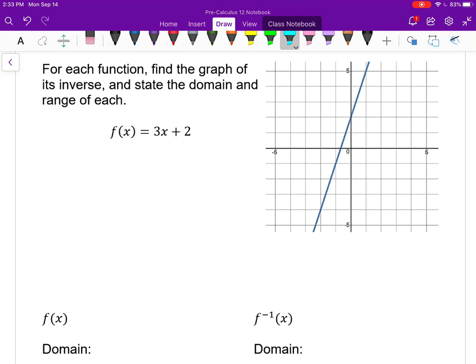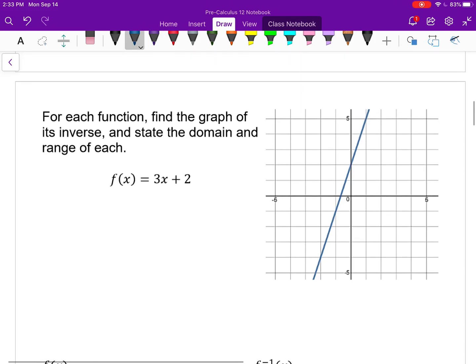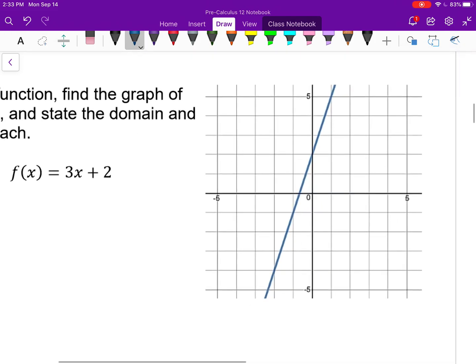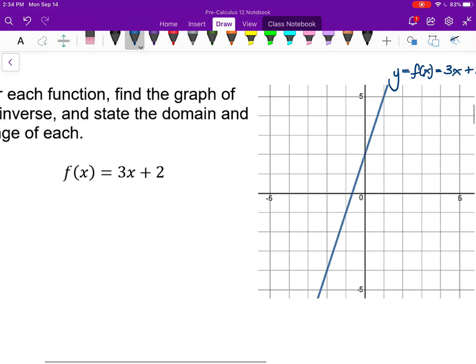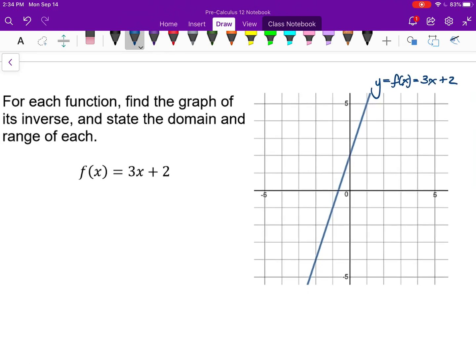All right, so I have a graph of f(x) = 3x + 2. And let me label it up here as well. So this line we see is f(x). As an equation, it's 3x + 2. Okay, so what I want to do for each of these is find the graph of the inverse and state the domain and range of each. So I want to find the graph of the inverse of what I have right here.